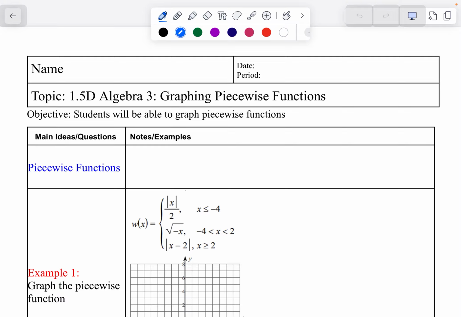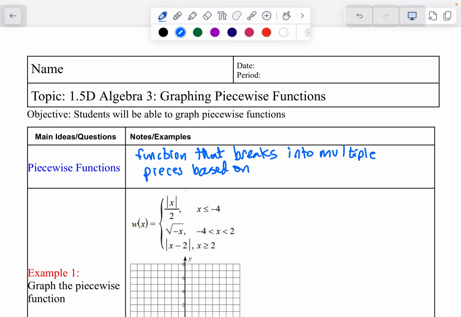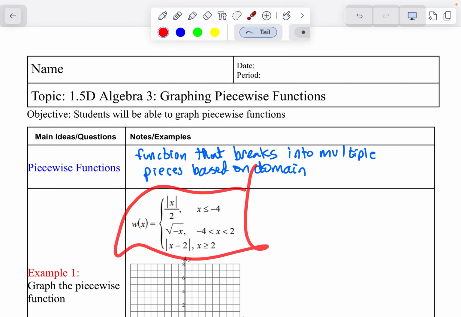So what is a piecewise function? It's a function that breaks into multiple pieces based on the domain. So many times you will see a bracket like we see in our function down here, okay? So it says to graph the piecewise function.